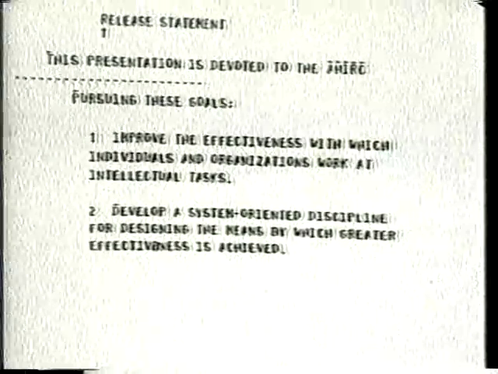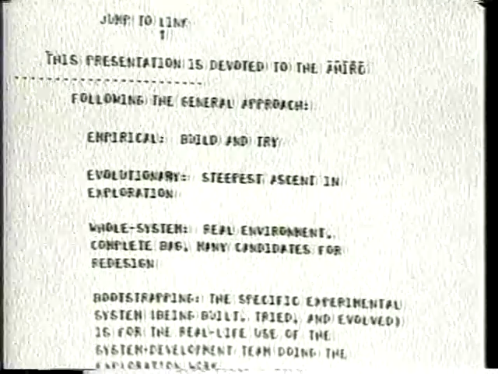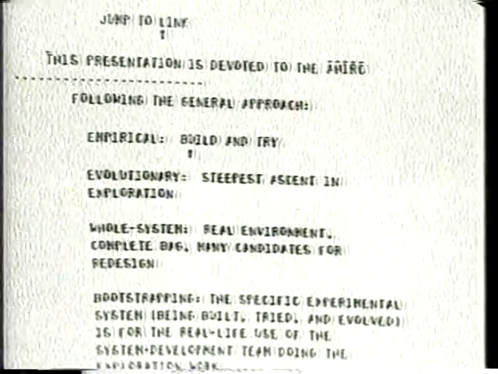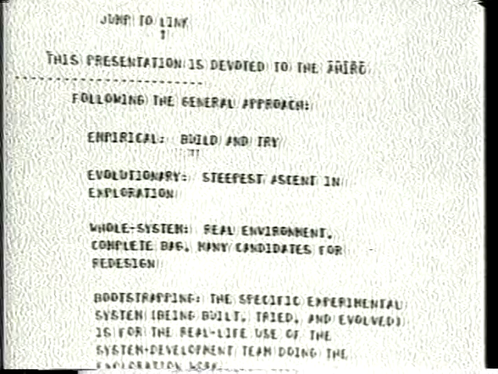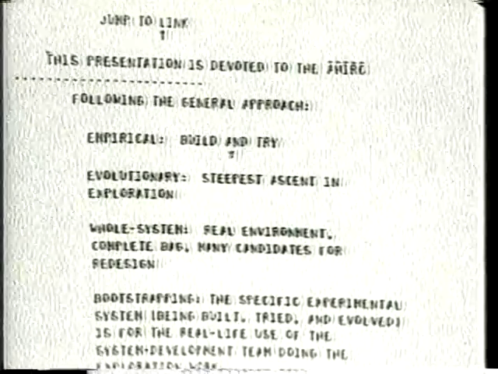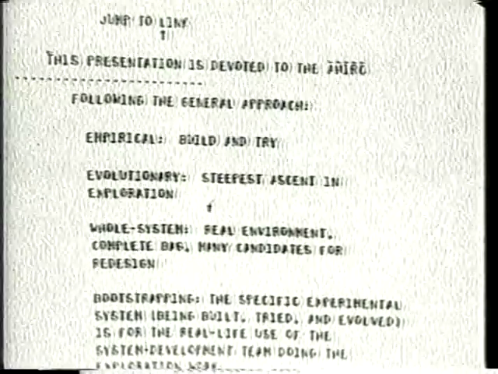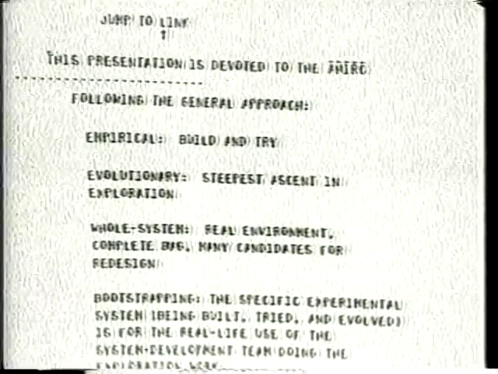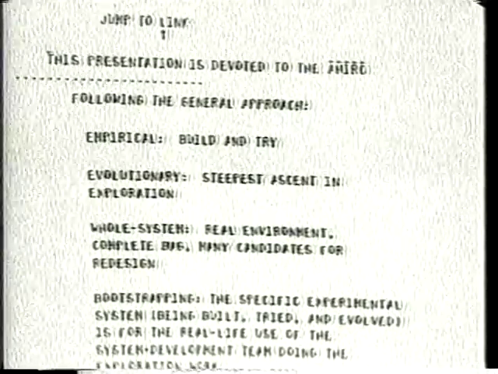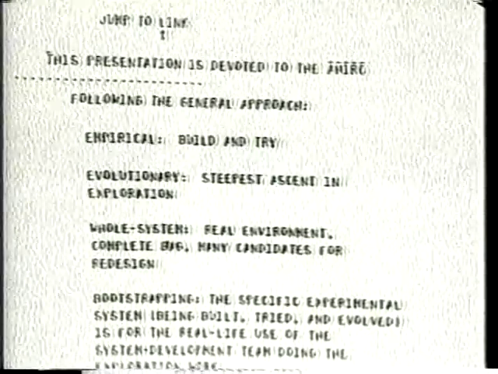To give you that view. All right, there's another one hidden there that says the general approach for us, empirical. We're pursuing this monstrous goal, monstrously difficult, by building and trying empirically. And we're approaching it evolutionary-wise because we feel that it's a whole system problem. You need to get a person in that environment working and looking at the many aspects of his working system that are involved in his effectiveness.